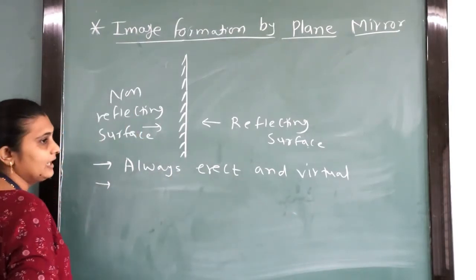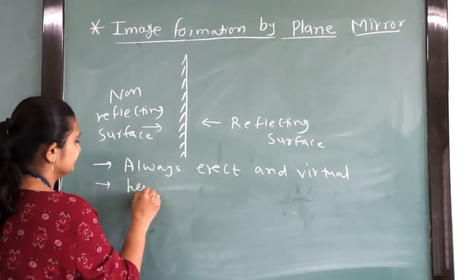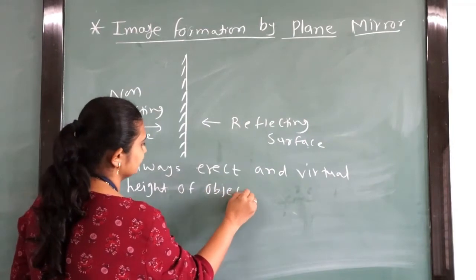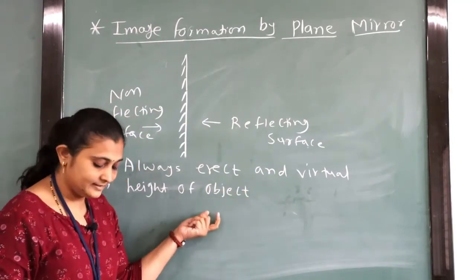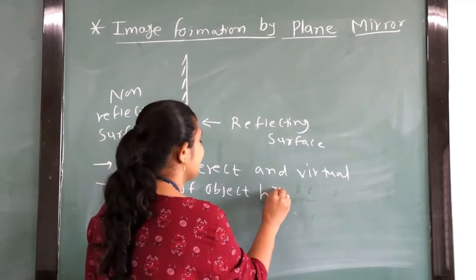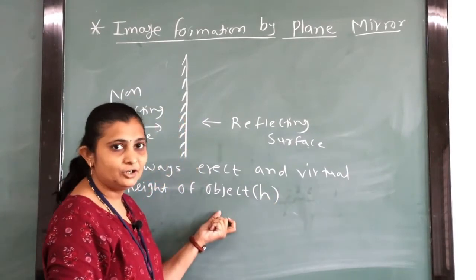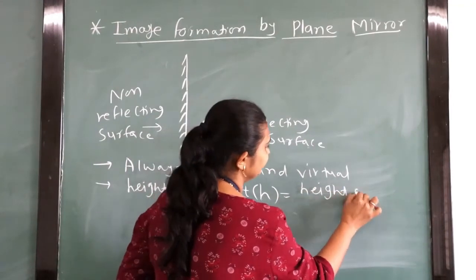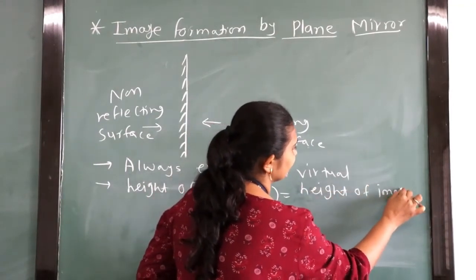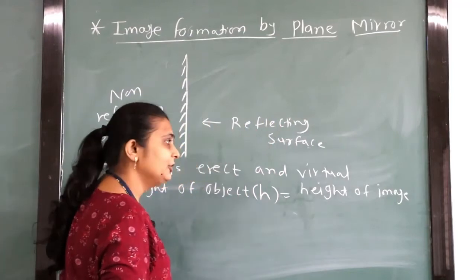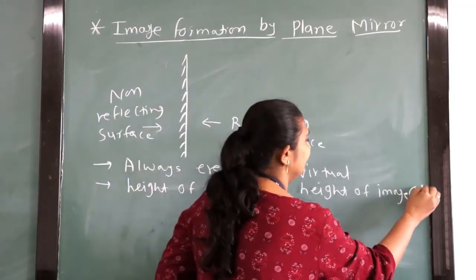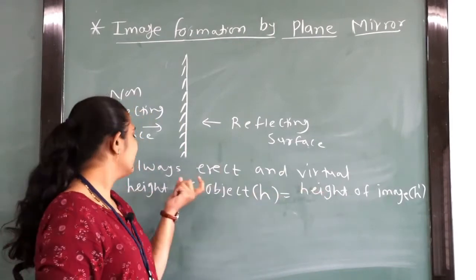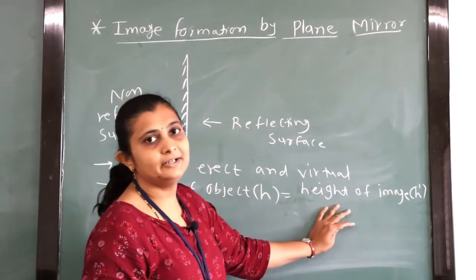Next point, height of the object. Height of object is denoted by the letter small h. Height of object is always equal to height of image. Height of image is denoted by the letter h dash. h is always equal to h dash. Height of object is equal to height of image.